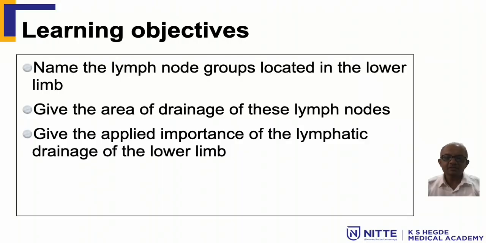The learning objectives for the session have been listed on this slide. First one, name the lymph node group located in the region of the lower limb. Give the area of drainage of these lymph nodes. And the last one would be give the applied importance of the lymphatic drainage of the lower limb.